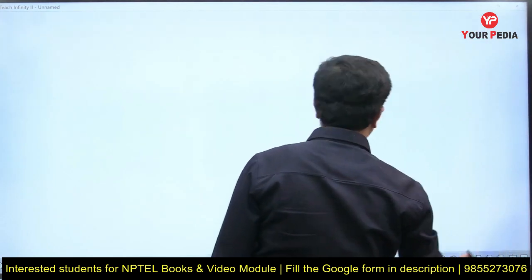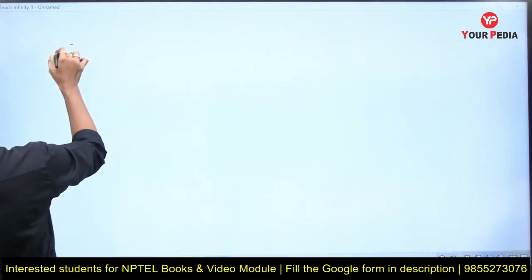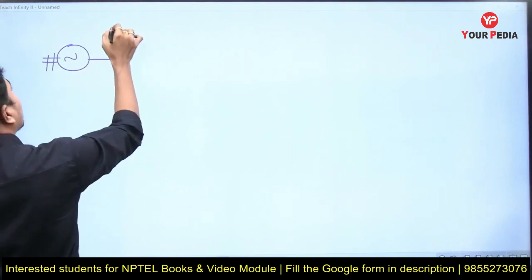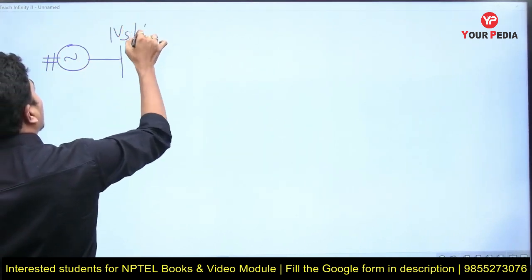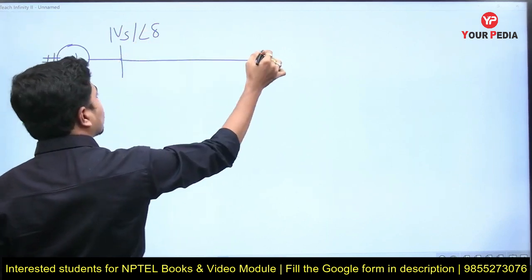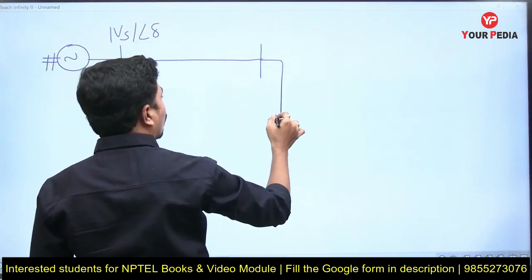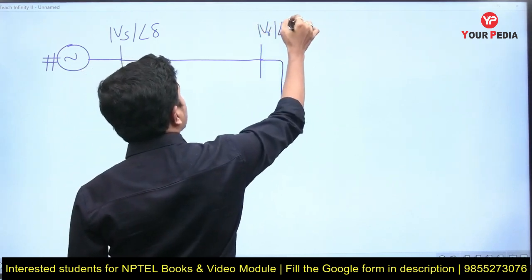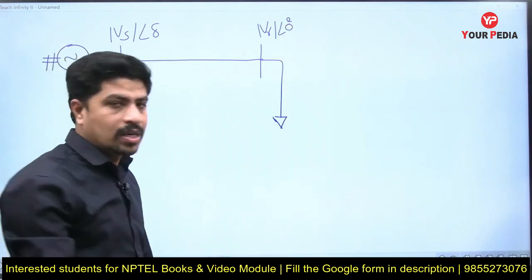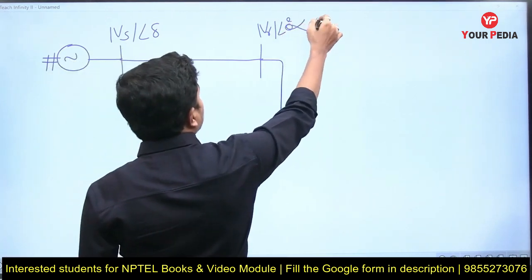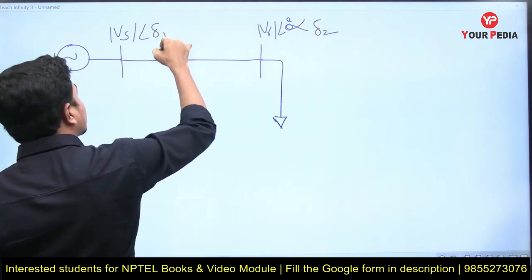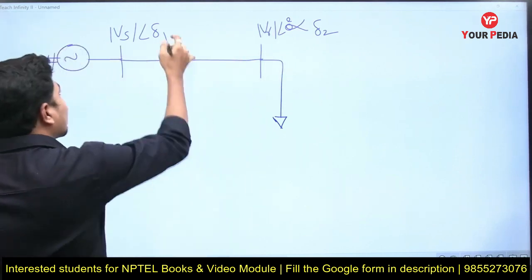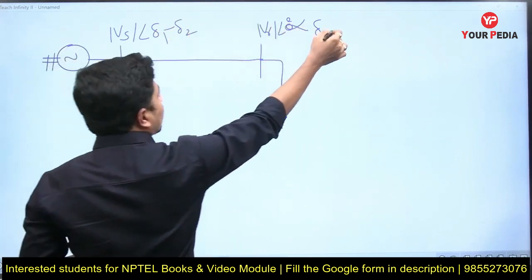I have a synchronous generator and the voltage here is mod Vs at an angle of delta. I am connecting it to a load where the voltage is mod Vr at an angle of 0 degrees, taken as reference. Here is one point we have to understand. Suppose I take this angle as delta 1 and this angle as delta 2, this is bus 1 and this is bus 2. Then I can write this as delta 1 minus delta 2, and make the other one 0 degrees.